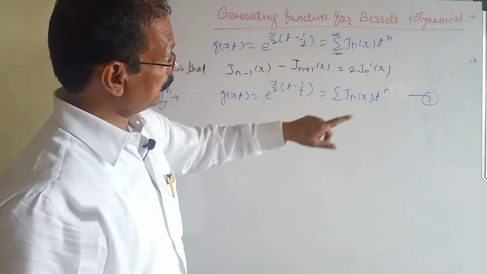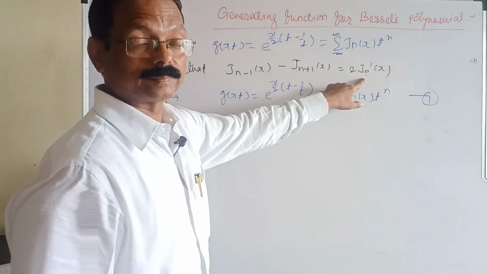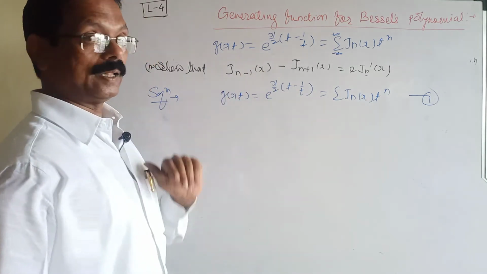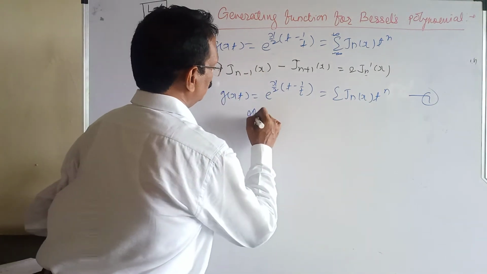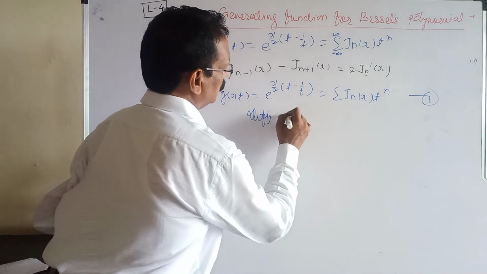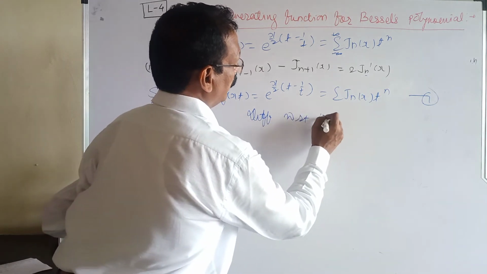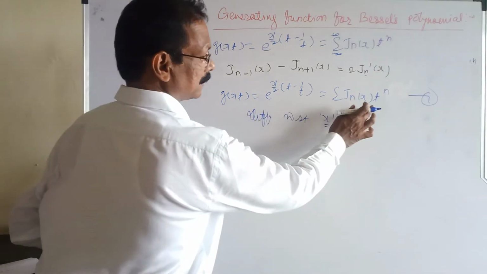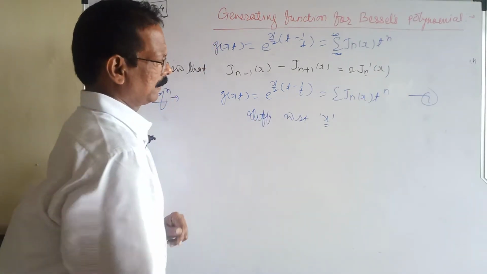As I told you, if there is J_n'(x), we differentiate the generating function with respect to x. Then we have to see what we get. This is the left hand side and this is the right hand side. Now differentiate this equation.